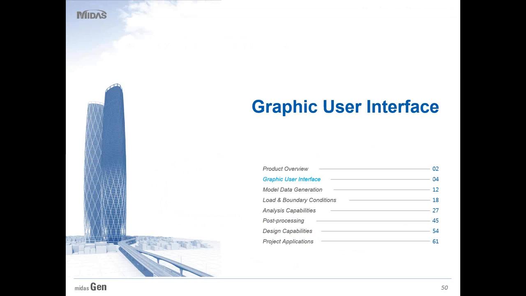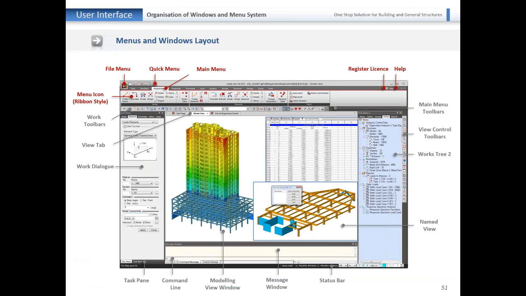So moving on to the graphic user interface. The interface of the software looks as shown on the screen. On the top we have the ribbon menu, in the middle we have the model space, at the bottom there is a message window, and then on the left and right we can activate the so-called tree menus, which give us access to all functions and access to anything defined in the model.